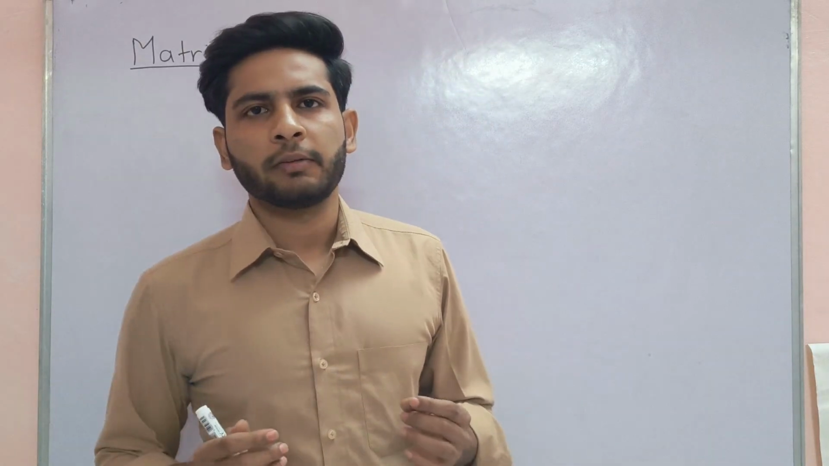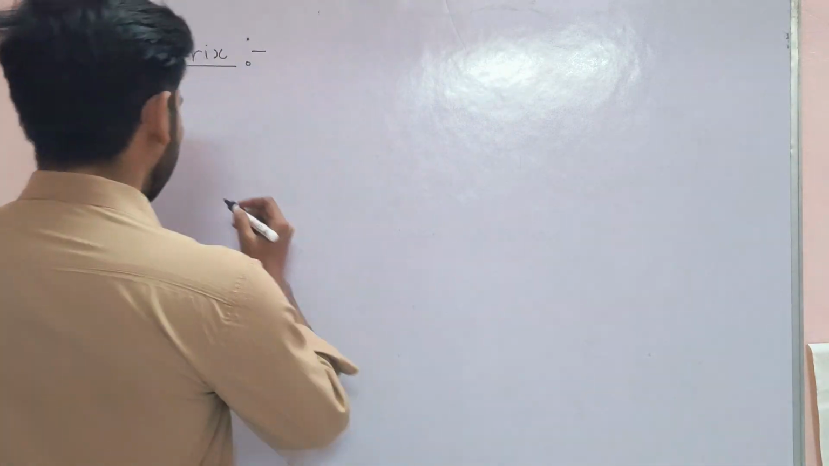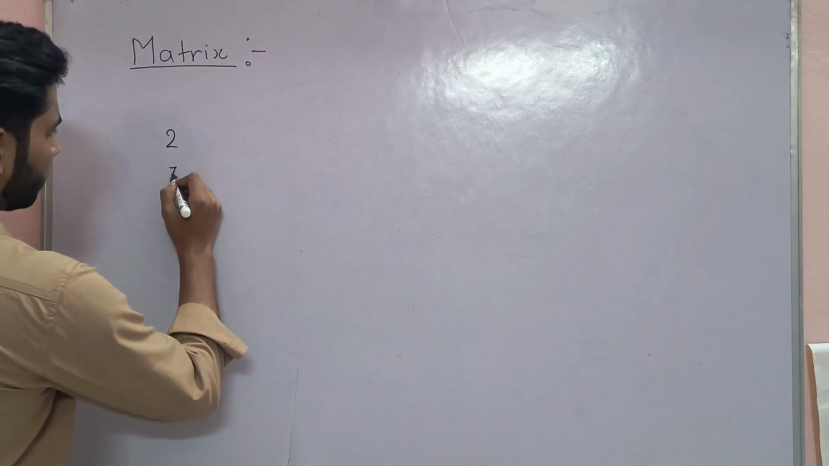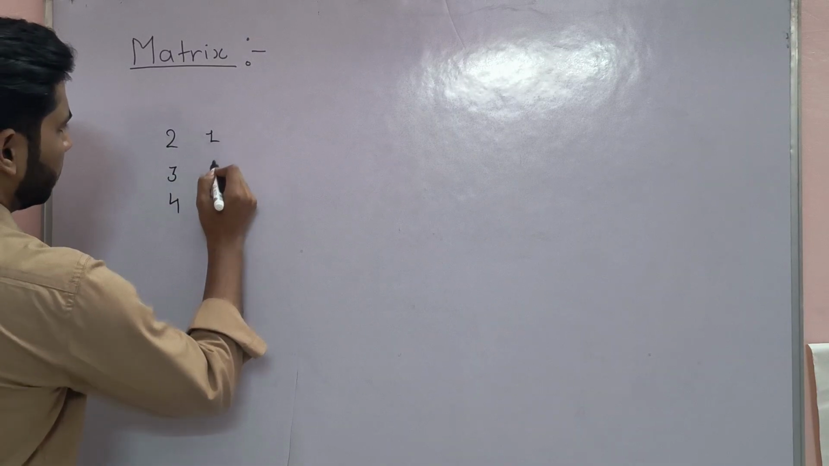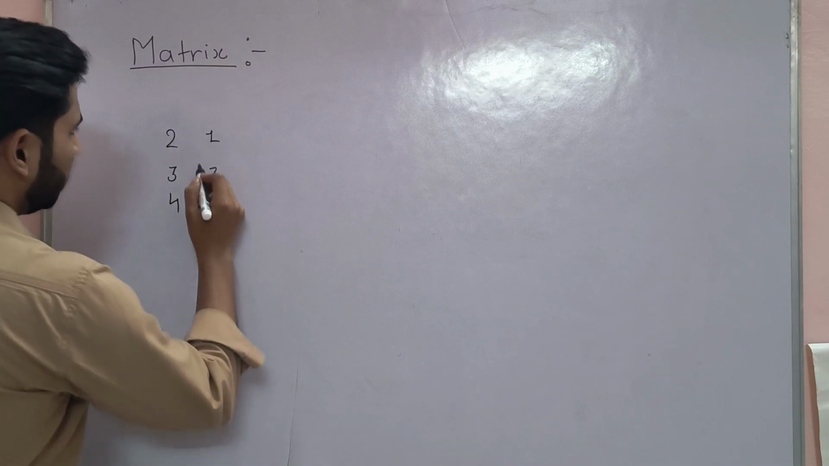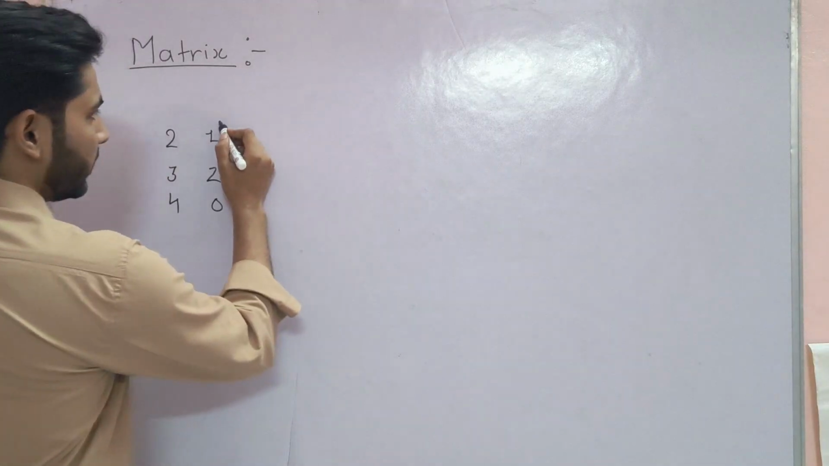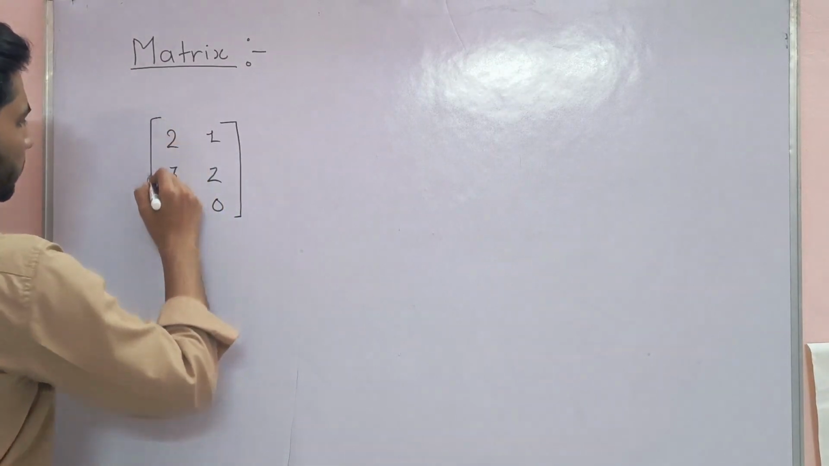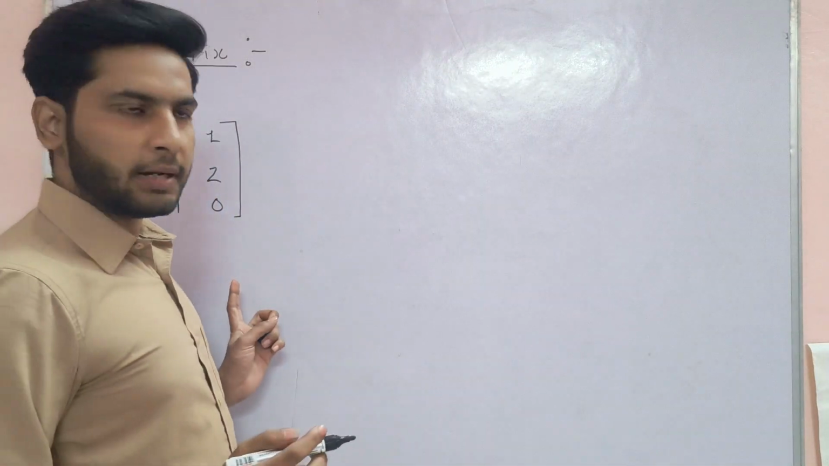So today we will discuss about matrices. So what is a matrix? It is a rectangular arrangement of numbers in rows and columns. So let us take one example. If I arrange the numbers in this way and I take a square bracket over there like this, so we call that it is a matrix.